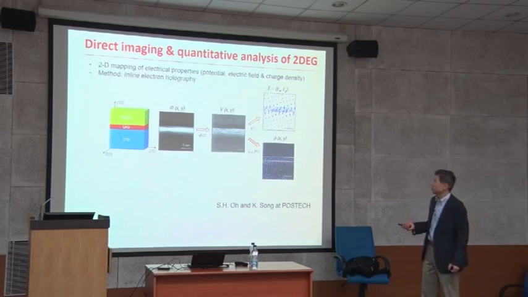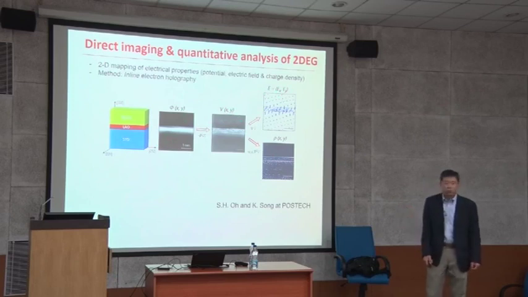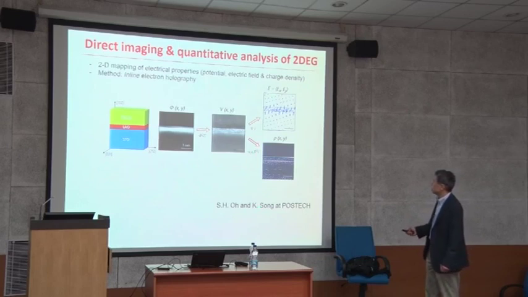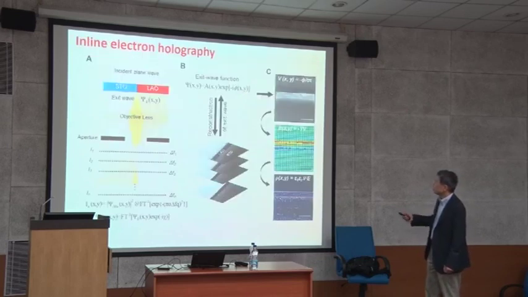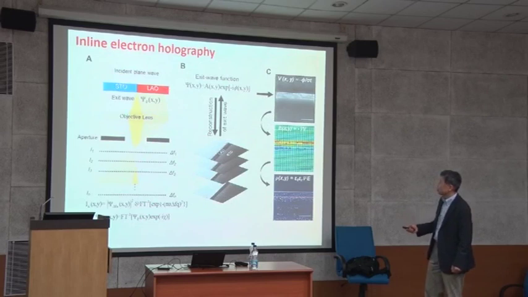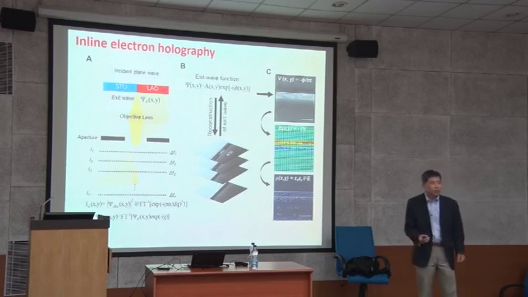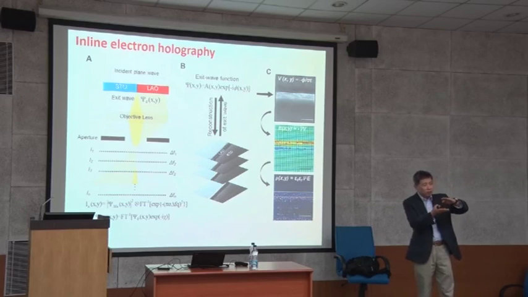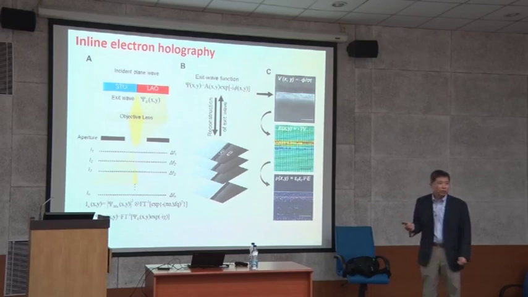So the basic idea here, your LAO/STO, you can build a potential map, and then voltage here, and then you can create an electric field and convert to charge carrier density, with equations. So this is something you have. The way you do it is actually to use a phase shift. Okay, you make these different distances, and can construct this one. I'm not going to go into the details of this.